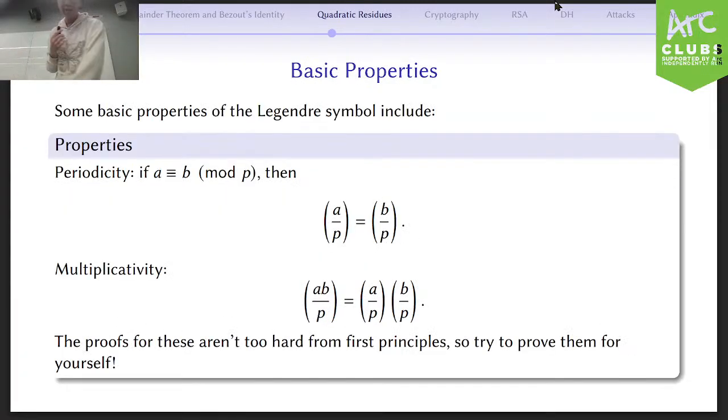The next one is multiplicativity. If you have a times b on p, then that is equal to a on p times b on p. These proofs aren't too hard if you just spam modulo and use what quadratic residue means, because if we recall, the Legendre symbol is just a function that identifies whether a is a quadratic residue mod p. It's not really anything special.